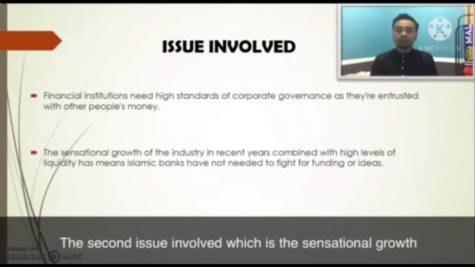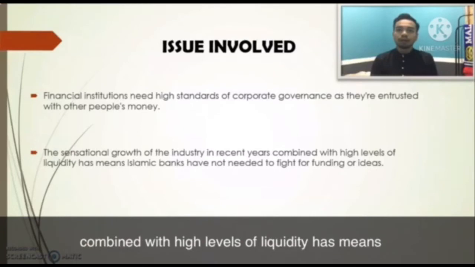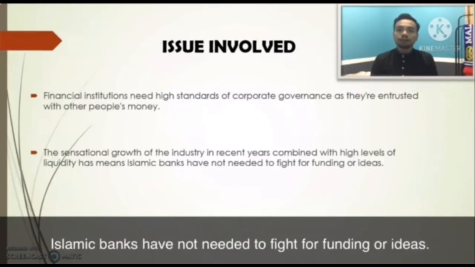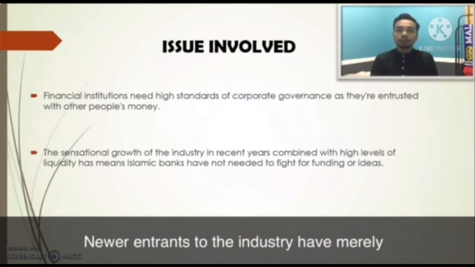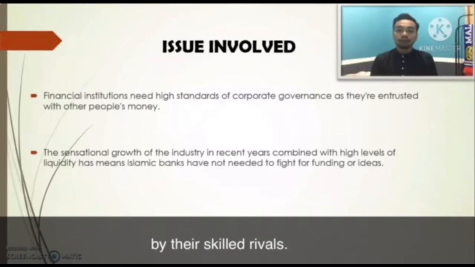The second issue involved is the sensational growth of the industry in recent years, combined with high levels of liquidity, which has meant Islamic banks have not needed to fight for funding or ideas. Newer entrants to the industry have merely attempted to copy the strategies they see being successfully pursued by their skilled rivals.